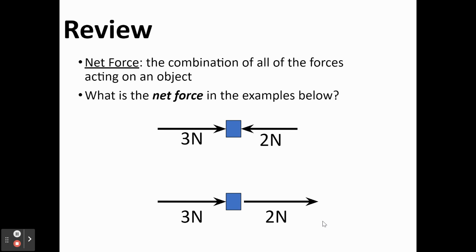Remember net force? Net means the total or combined, the combination of all the forces acting on an object. So the net force of this example below is going to be 1 because I have 3 here, 2 here. This is going to be stronger, so the box, whatever object it is, is going to move to the right. This is 5 because they are both moving in the same direction. So it's 5 newtons. Here's 1 newton because this is going to be bigger, causing the box to move to the right. This is going to be 5 newtons because I have each force moving in the same direction.